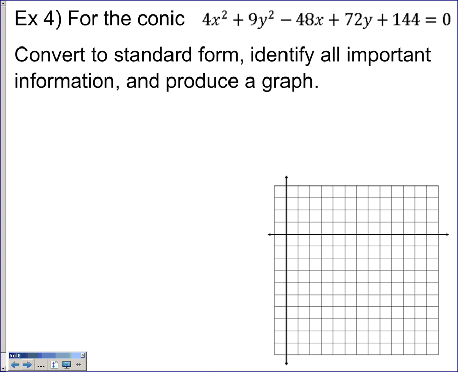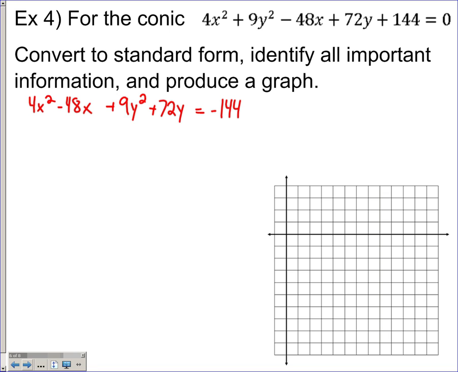So our last example, we're going to start by completing the square, and then we're going to graph our ellipse. So the x terms first, let's just write them. 4x² − 48x. And then we also have plus 9y² plus 72y. And I'm going to set that equal to negative 144.